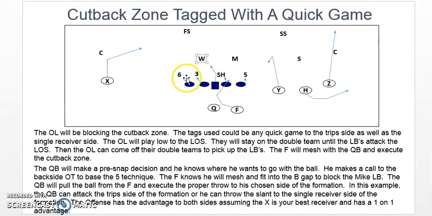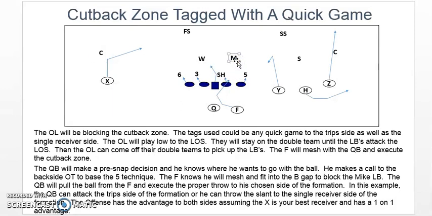In the box, we can block 5 guys, but we can't block all 6 of them. So what he's going to do is simply make a call to the F to tell the F to disengage from the mesh, to bend back, and he will then become responsible to block for the Mike linebacker. So if the Mike linebacker attacks, then the F will simply pick him up and block him.